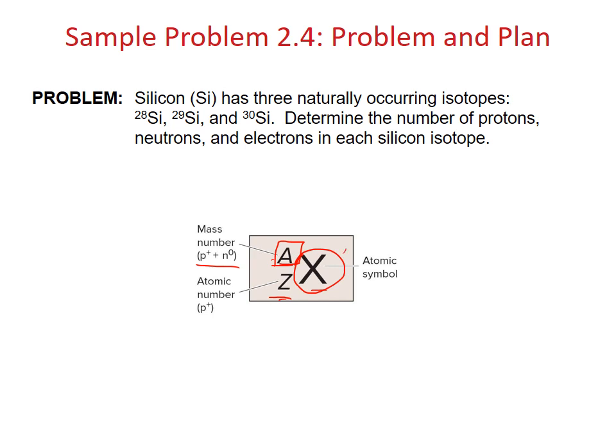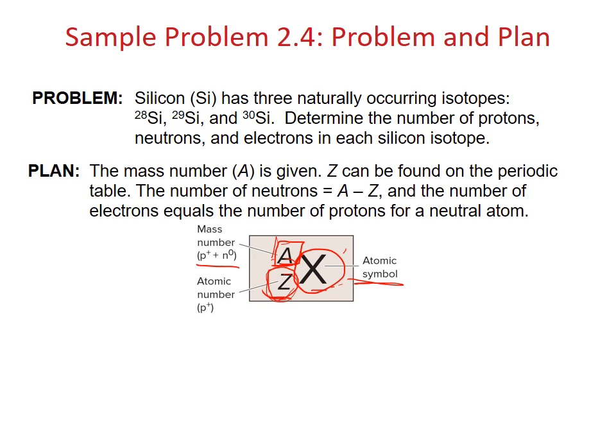Now, X is the atomic symbol. From the periodic table, you can find this atomic symbol, which also gives you the atomic number, Z, the proton number. All right, so with A and Z, you can calculate the neutron number. Also remember, if the atom is neutral, then the proton number equals the electron number. So electrons can be found.